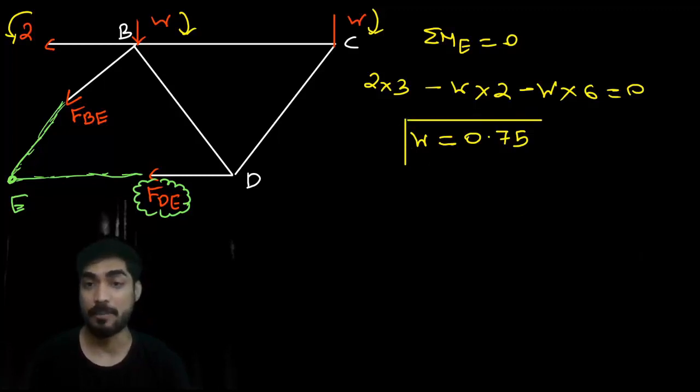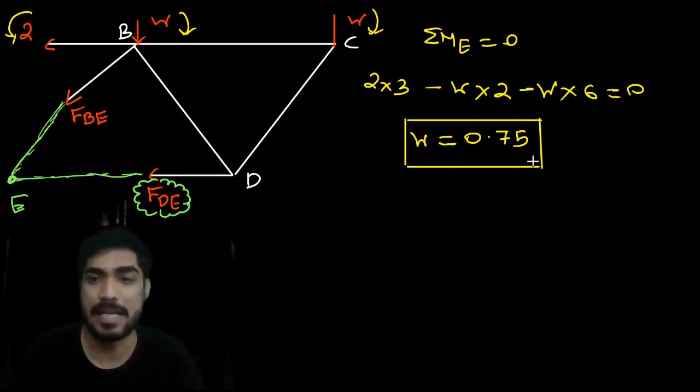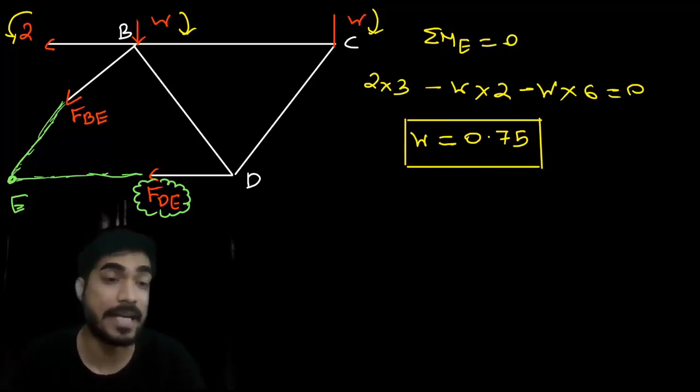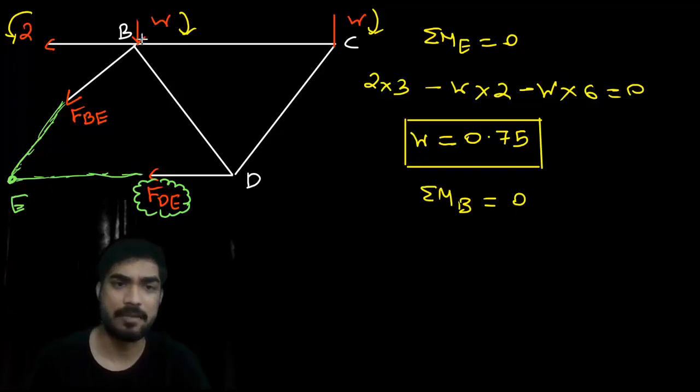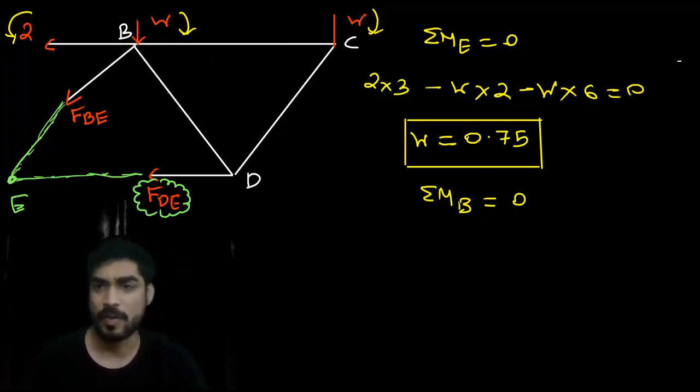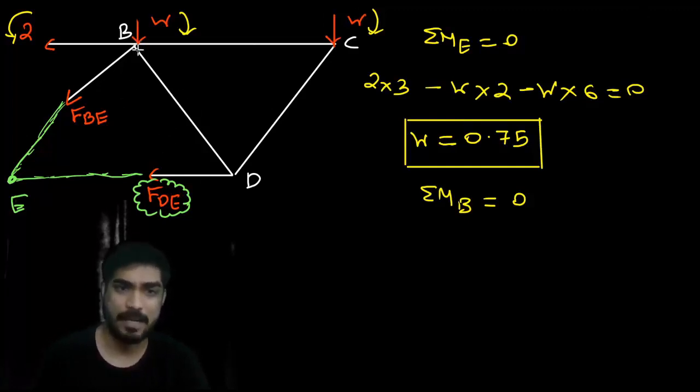So I've got the value of W. Now can I calculate the force in DE? By summation of Fx equals 0? No. I need to take moment at B. If I take moment at B, the 2 kilonewton force, W, and FBE are gone, but you will get the moment of this W and the moment of FDE. Both moments will be clockwise.